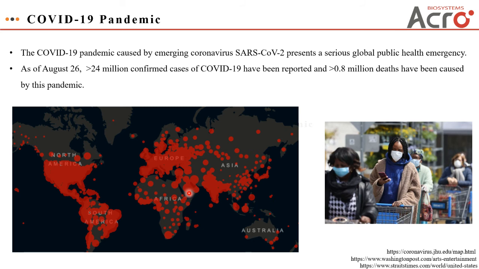Here is the COVID-19 map offered by the Johns Hopkins Coronavirus Resource Center. The red dots represent the confirmed cases of COVID-19, and the larger the red dot, the more confirmed cases in that specific region or country. And you can see that COVID-19 has spread to most parts of the globe. In addition to the health damage caused by this pandemic, COVID-19 has had a huge impact on our daily life. Now we have gotten used to wearing protective masks and keeping social distance in public places.